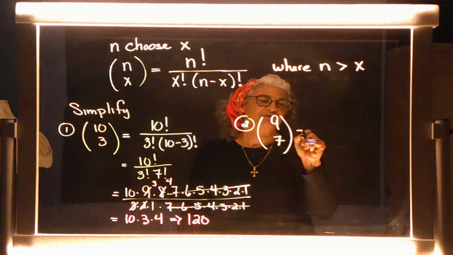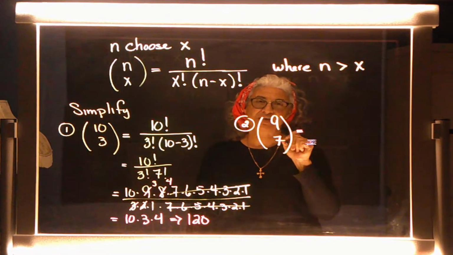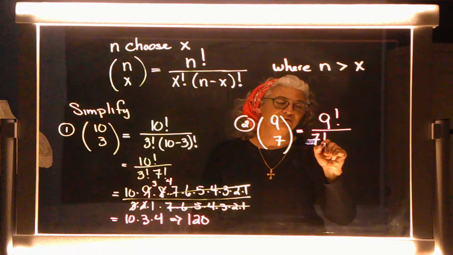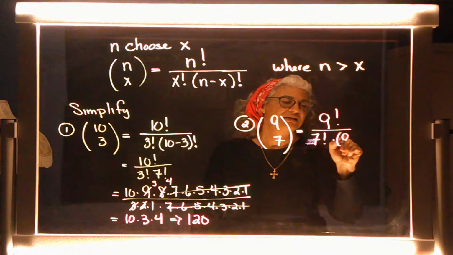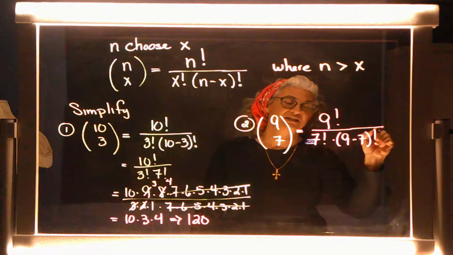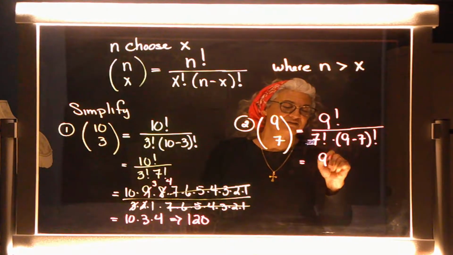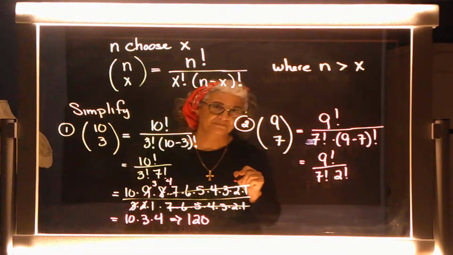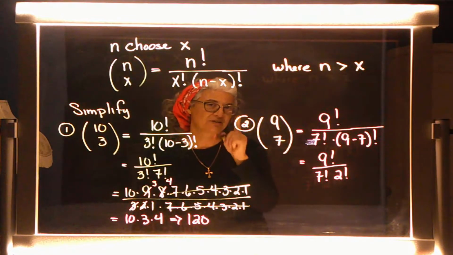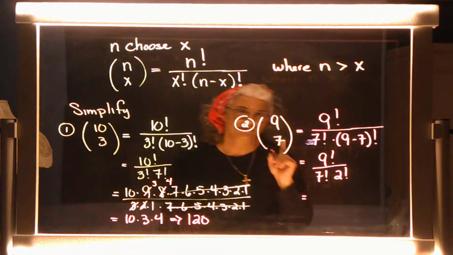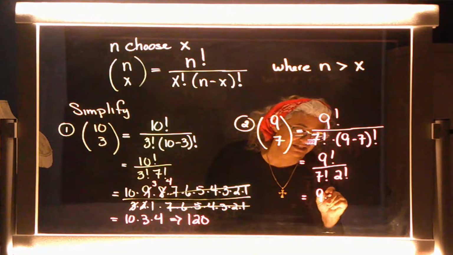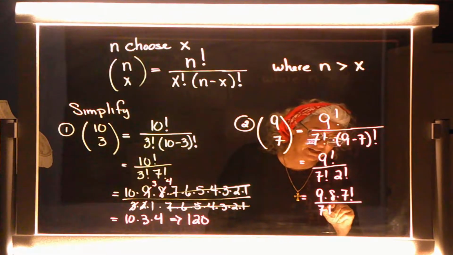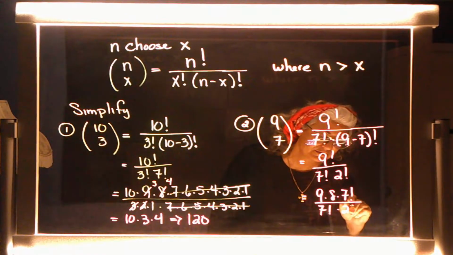Okay, let's look at number 2. 9 choose 7, right? Okay, so that's 9 factorial over 7 factorial times 9 minus 7 factorial, right? Okay, so that's 9 factorial over 7 factorial times 2 factorial, right? Okay, so watch how I do this, and you might like this a little better. Well, isn't 9 factorial 9 times 8 times 7 factorial over 7 factorial times 2 factorial?